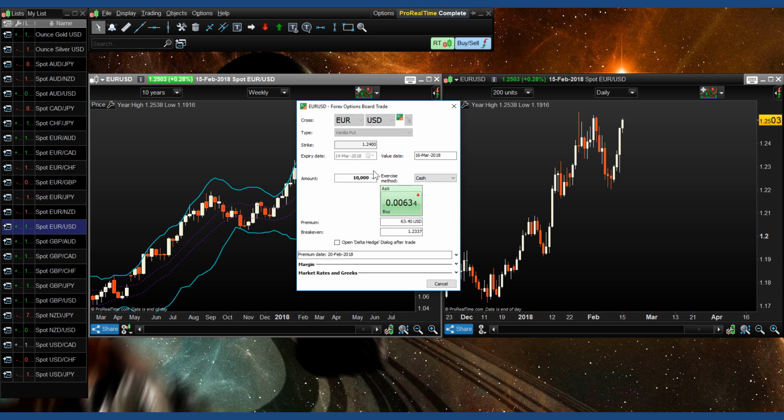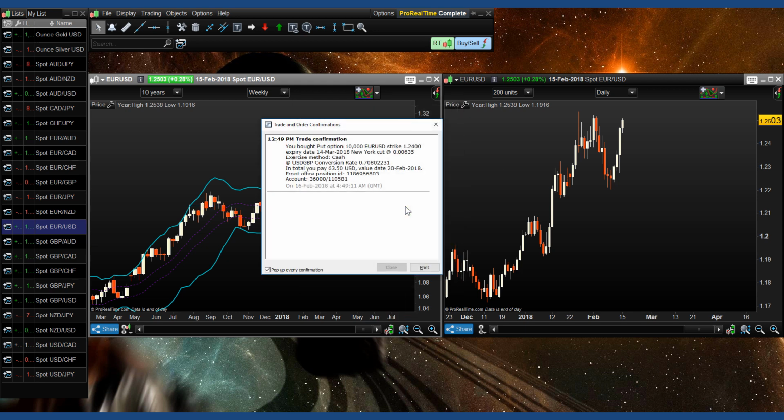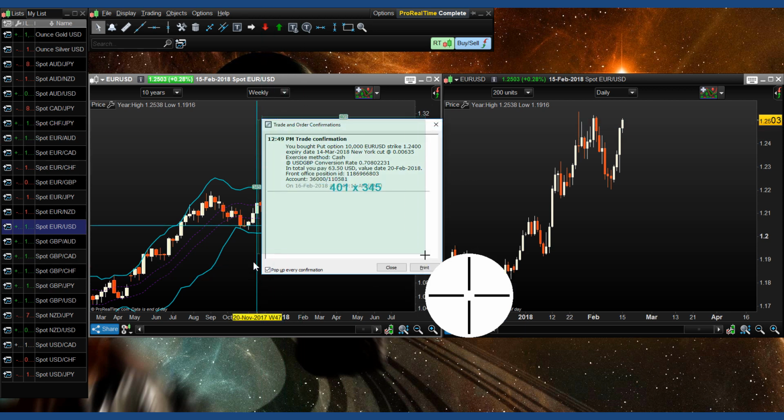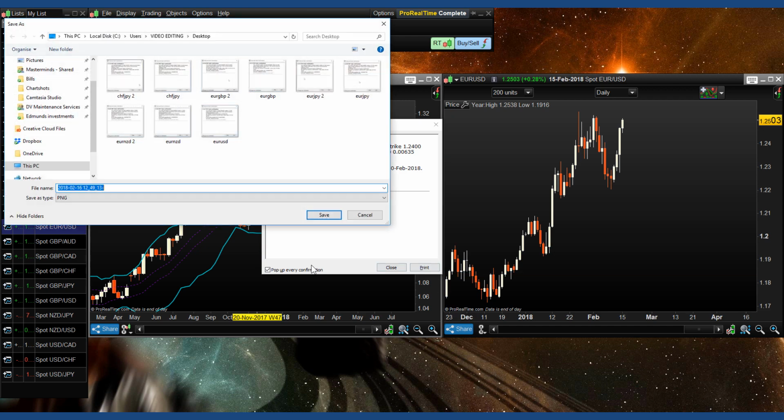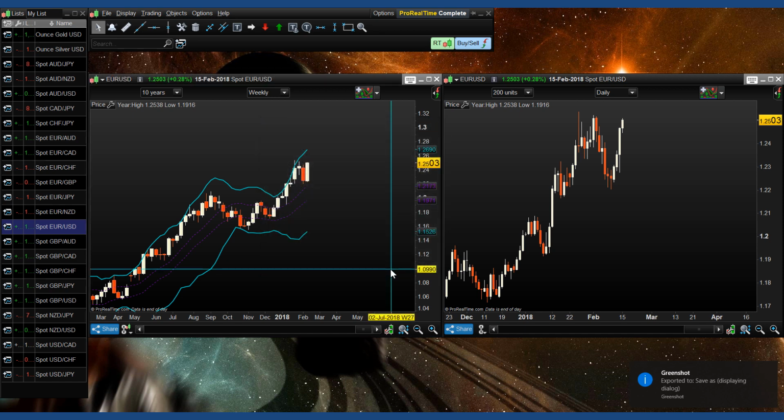So we're going 124 put, 14th of March, and we're going to be buying that, so we have to pay money for this. We'll pay 63.5 USD. So once I put on all of my trades, I monitor it on an end of day basis. It takes me about 15 minutes or so.